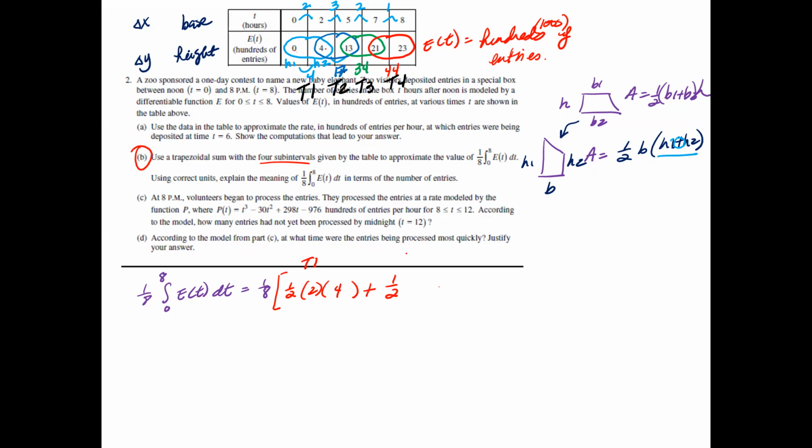Plus trapezoid 2, which is 1/2 base. The base for trapezoid 2 is going to be between 2 to 5, and that's 3. And then height 1 plus height 2. Trapezoid 2, height 1 plus height 2 is 4 plus 13, which is 17. Plus 1/2 the base of trapezoid 3, which is 2, times the height 1 plus height 2 of trapezoid 3, which is 13 plus 21, that's 34. Plus the last trapezoid, so that's 1/2 base, that base is 1, times height 1 plus height 2, and that's 44.